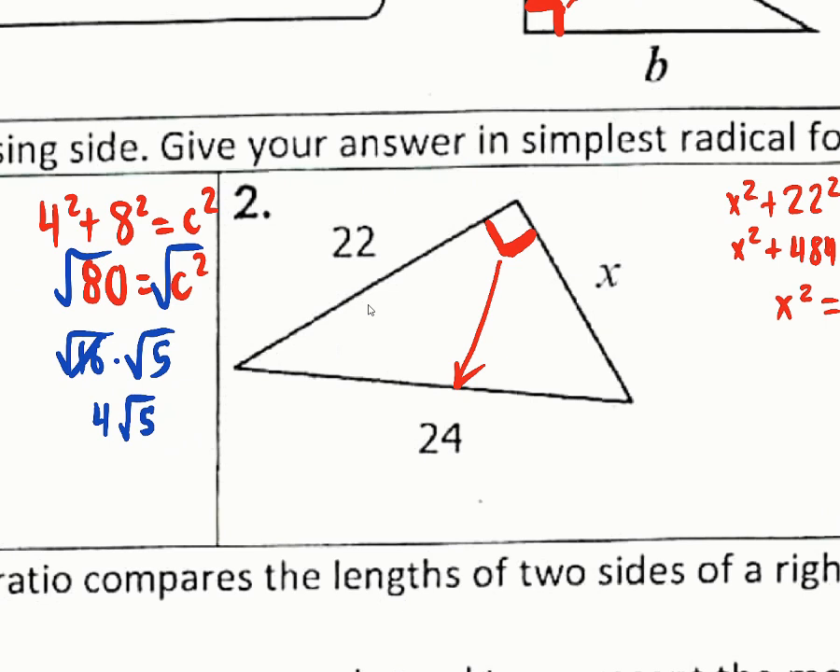Okay, so x squared equals 92. Now what? We're going to take the square root of it. So x will equal, well, let's see about this, the square root of 92.